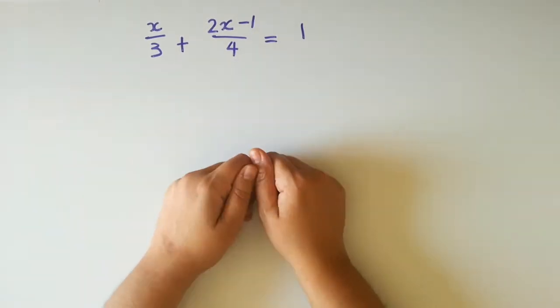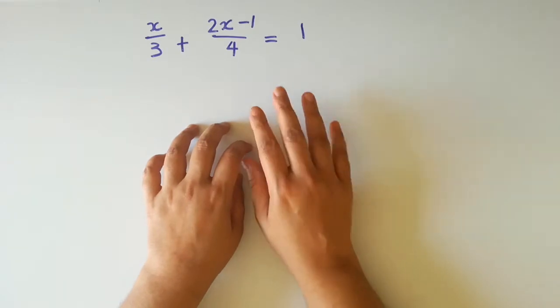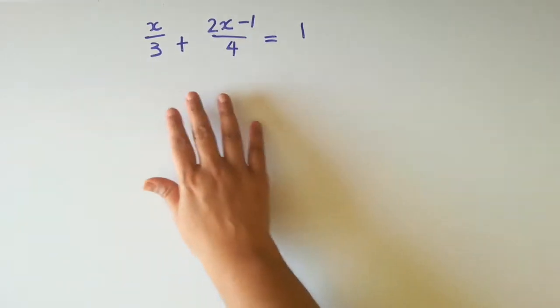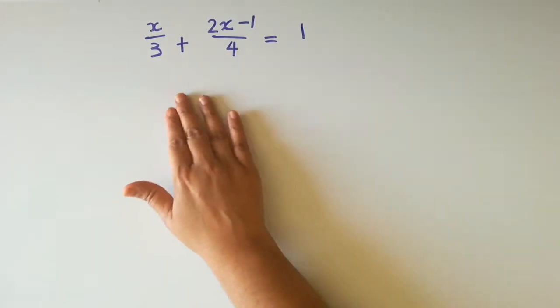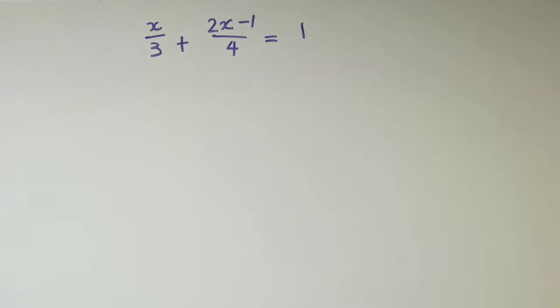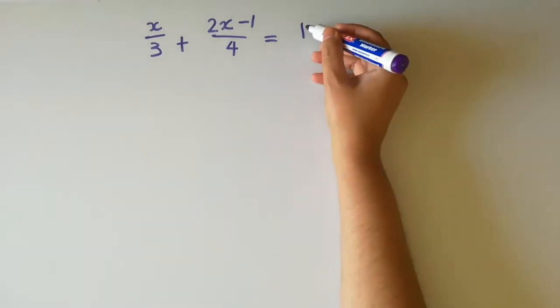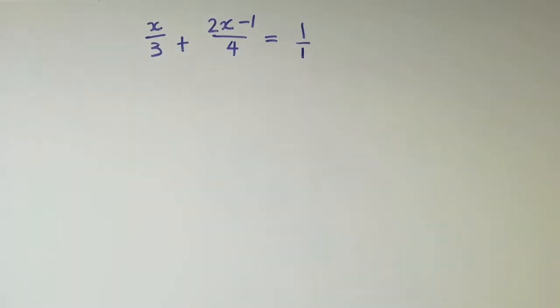Hi guys, we're still working with equations, but in this lesson we will look at equations with fractions. Now the first thing you need to know is that if you have even one fraction, you need to make all into fractions. So this 1, if we make it into a fraction, will be 1 over 1.